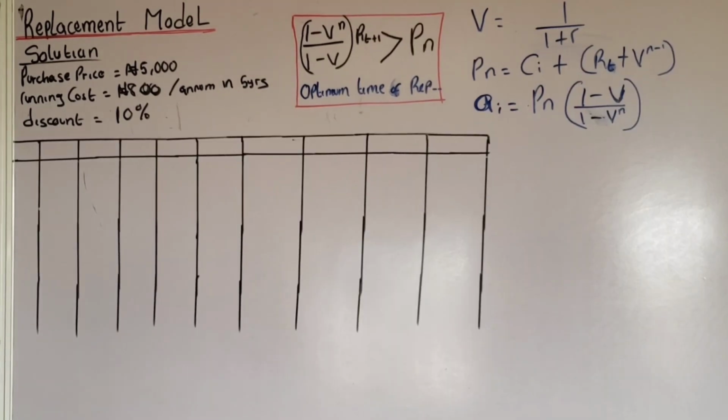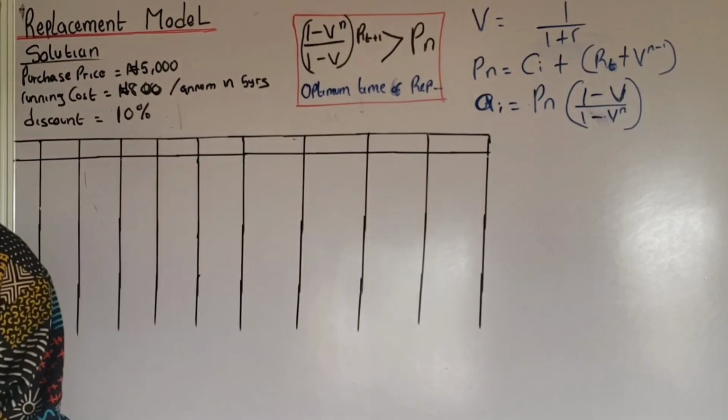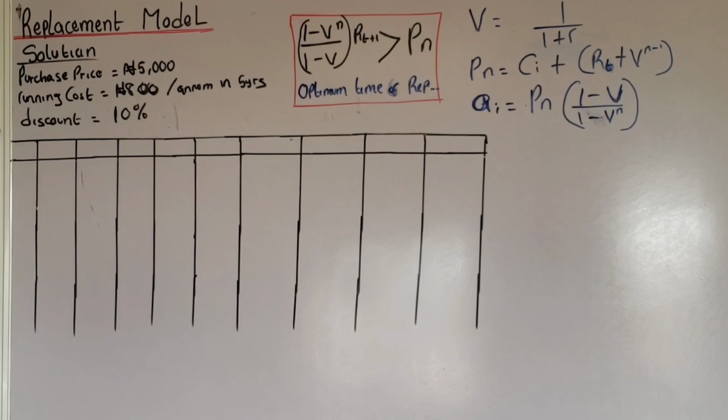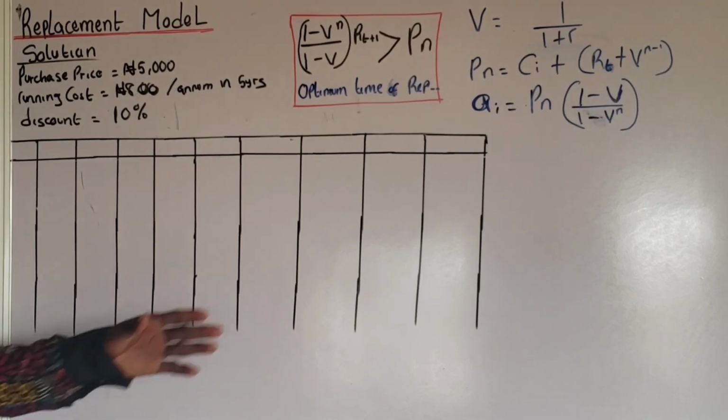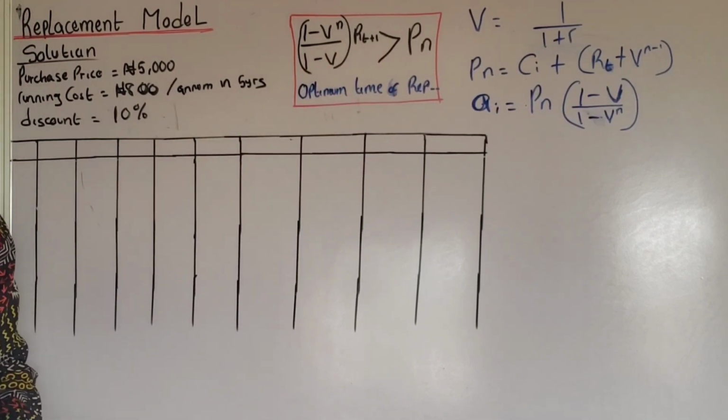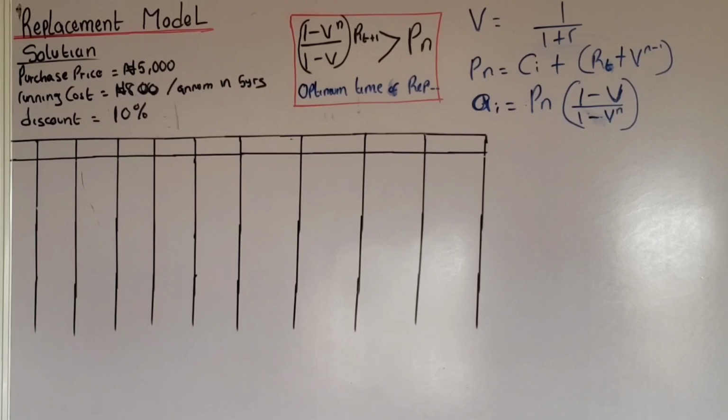Okay? So I've already prepared my table. What I'm going to have on this table is determined by what I want to calculate. Are you paying attention? So please, I want you to pay attention. Here, I'm going to have year. The first column will stand for year because we are now dealing with time.